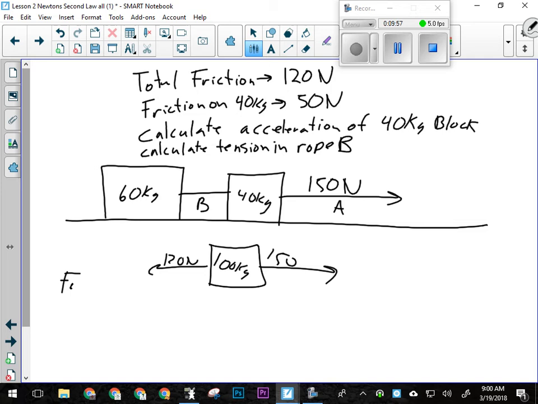Okay, my net force in this situation is 30 newtons forwards. Okay, and if I divide that by the mass, okay, to get the acceleration, so I go F net over mass, that's going to be 30 newtons divided by 100 kilograms, then I'm going to get an acceleration of 0.3 meters per second squared forward.